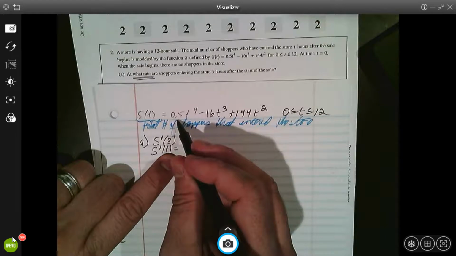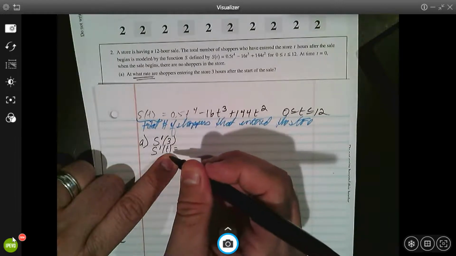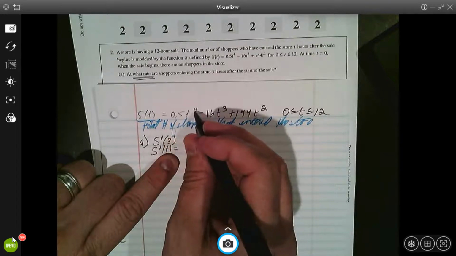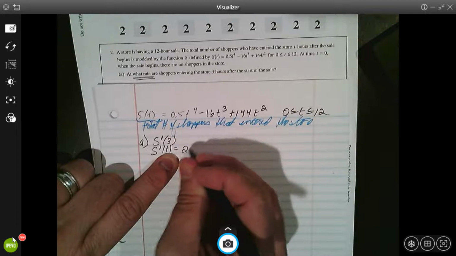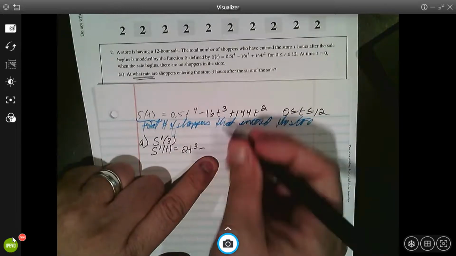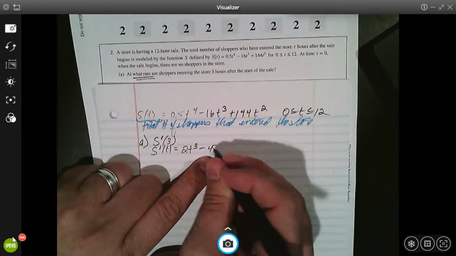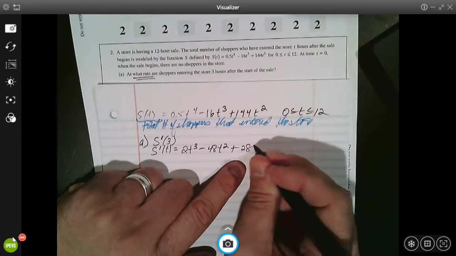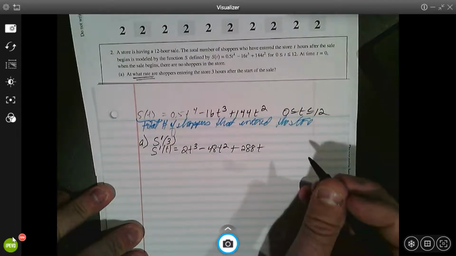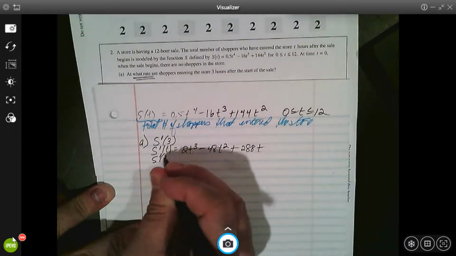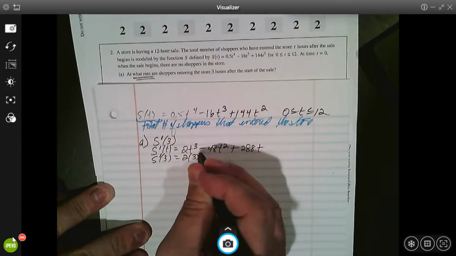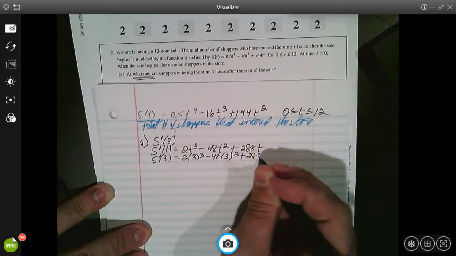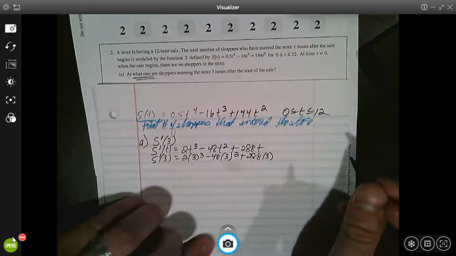And although this is calculator active, let's just go through and find the derivative by hand, and you'll see why in a little bit. 0.5 t to the fourth, bring the 4 down. 4 times 0.5 is 2 t cubed minus 3 times 16, 48t squared, plus 2 times 144 is going to be 288t. S prime of 3 is 2 times 3 cubed minus 48 times 3 squared plus 288 times 3.